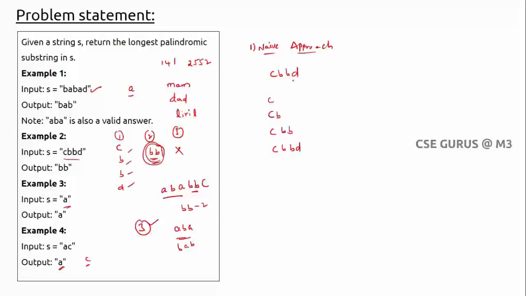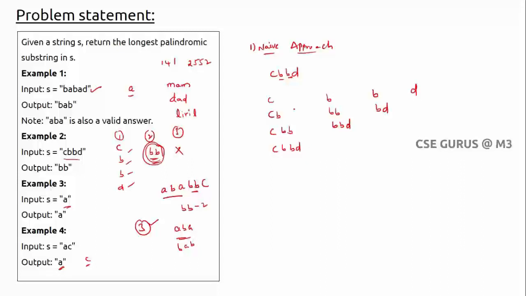Okay, and next starting with B, BB, next BBD, next starting with this B, BD is that, and the last one is D.